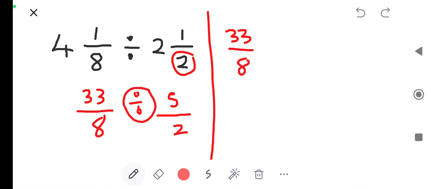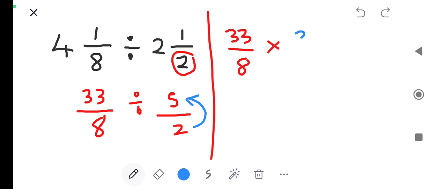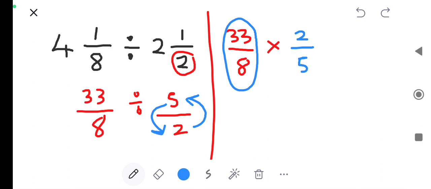Change this division to multiplication. Then you flip 5 over 2. When you flip 5 over 2, 2 will go up and become the numerator. Then 5 will come down and become the denominator. Apart from 1, there is no number that can divide both 33 and 8. Apart from 1, there is no number that can divide both 2 and 5.